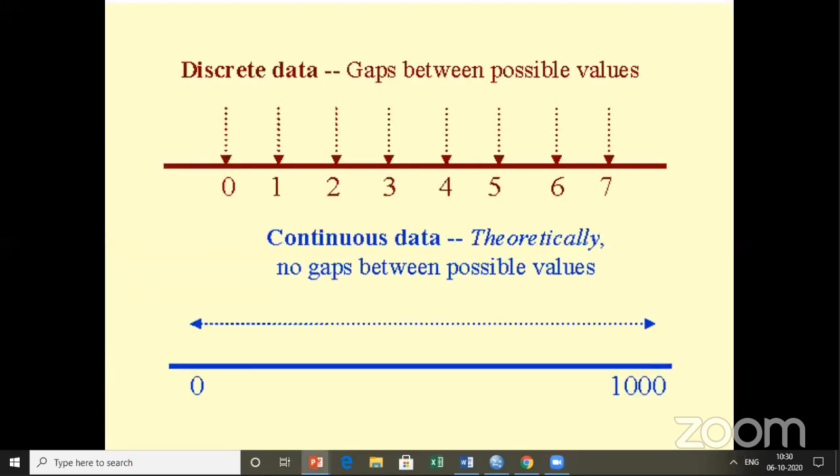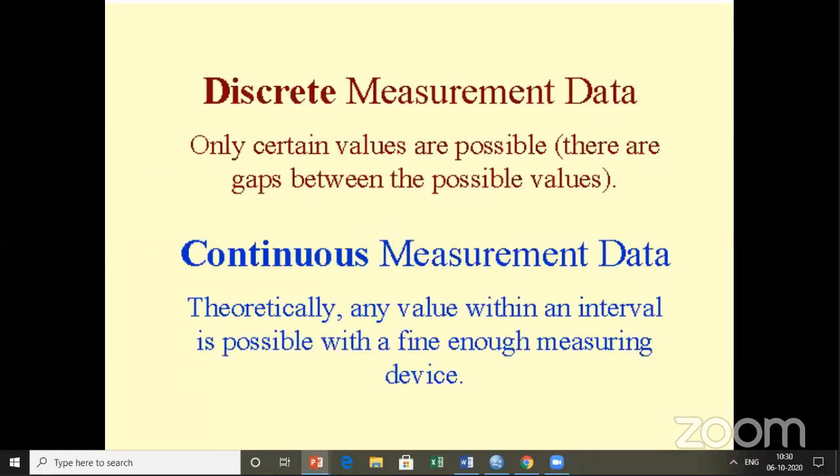Yeah. So this is how we see that only certain values are possible. There are gaps between the possible values. That's the reason it is called discrete measurement data. So can we say that if you can have a bijection between natural numbers or a subset of natural numbers, that gives us discrete data?